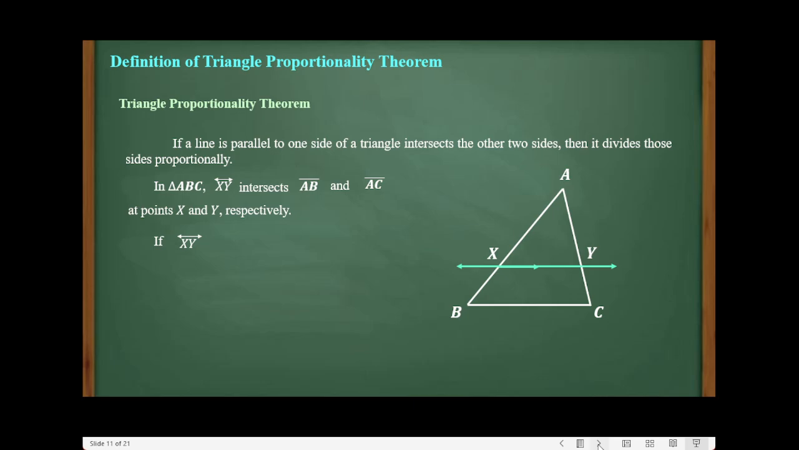Now suppose line XY is parallel to segment BC, which is the third side, then segment AX over segment XB is equal to segment AY over segment YC.